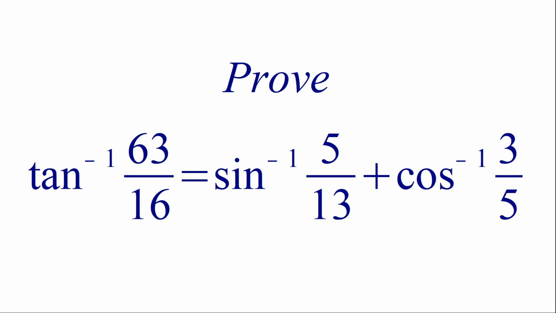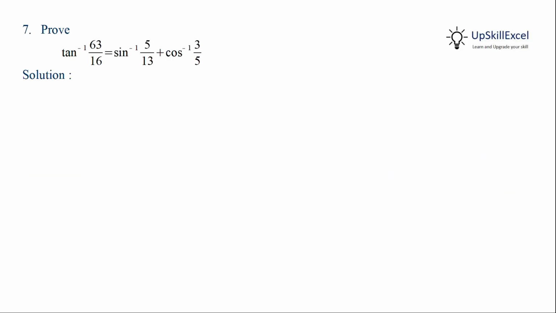Prove that tan inverse 63 by 16 is equal to sin inverse 5 by 13 plus cos inverse 3 by 5. The right hand side is a summation of angle and the left hand side is tan, so we can think about applying tan of summation of angle here. Also note that 5 by 13 and 3 by 5 form Pythagorean triplet.